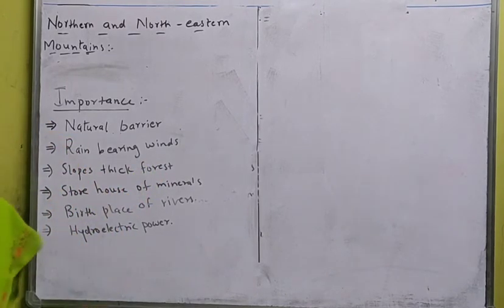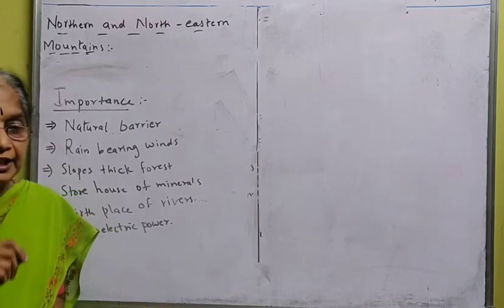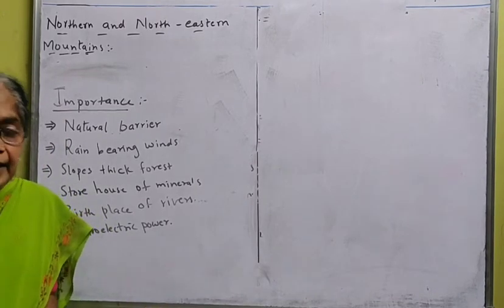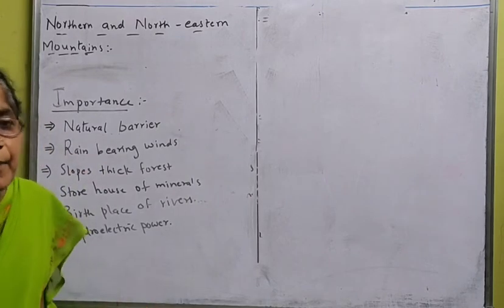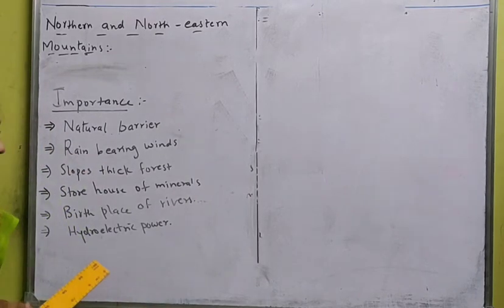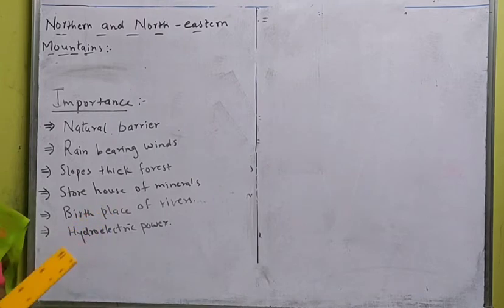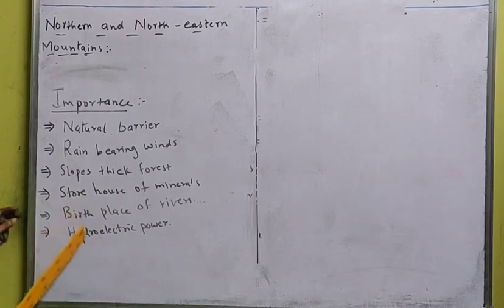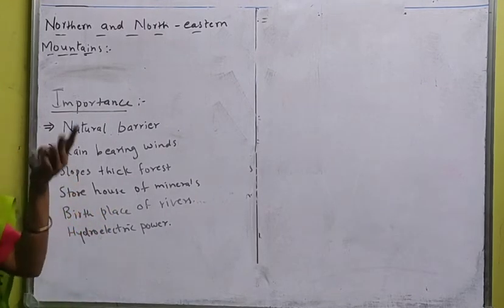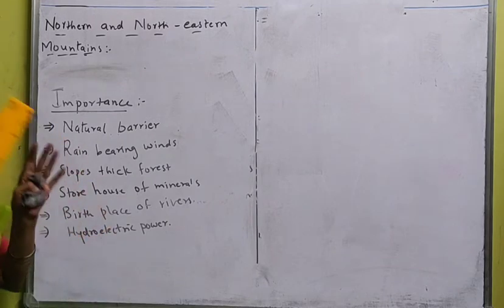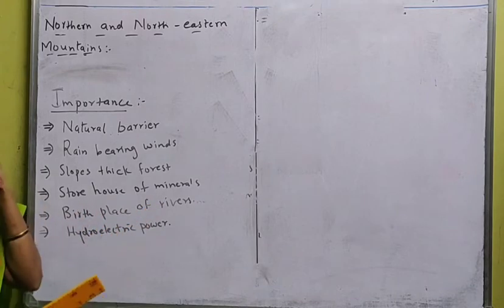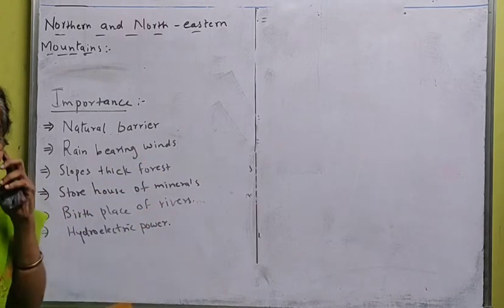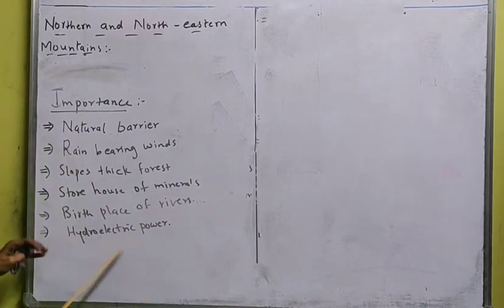Birthplace of rivers: Gangotri, where the Ganga river gets born. So Ganga and Brahmaputra, which is also called Yamuna, are the birthplace of those perennial rivers. And wherever the rivers are there, naturally hydroelectric power will be there. Hydroelectric power means electricity is produced from water. That we call hydroelectric power.